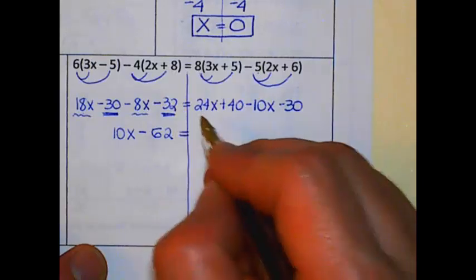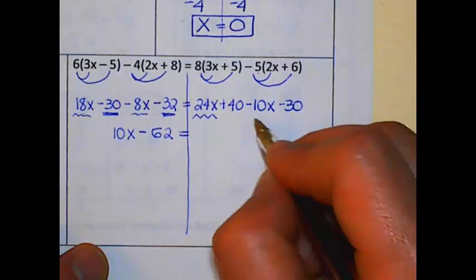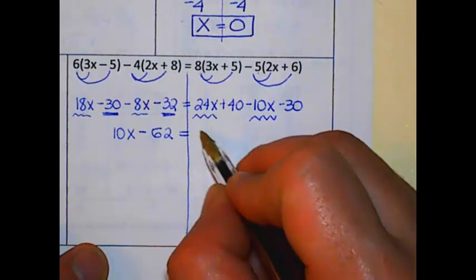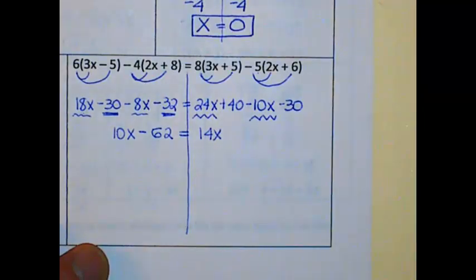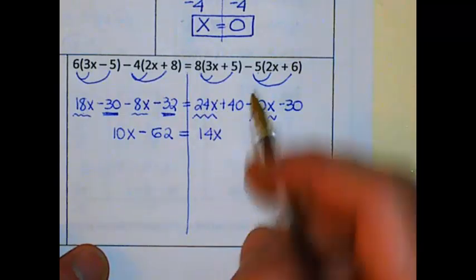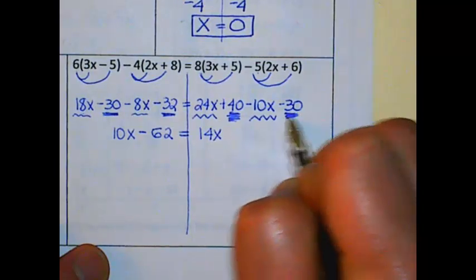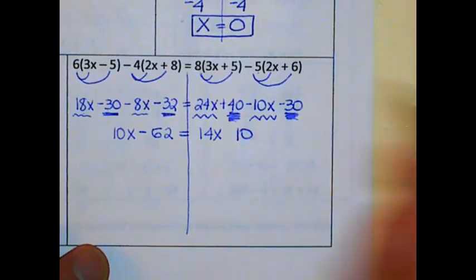And here on this side I have 24x and 10x. Signs are different, so you subtract, you get 14x. And it's positive because 24 is bigger, the biggest digit. And then we have 40 and negative 30. Signs are different, you subtract, so you get 10. Sign of the biggest will be positive.